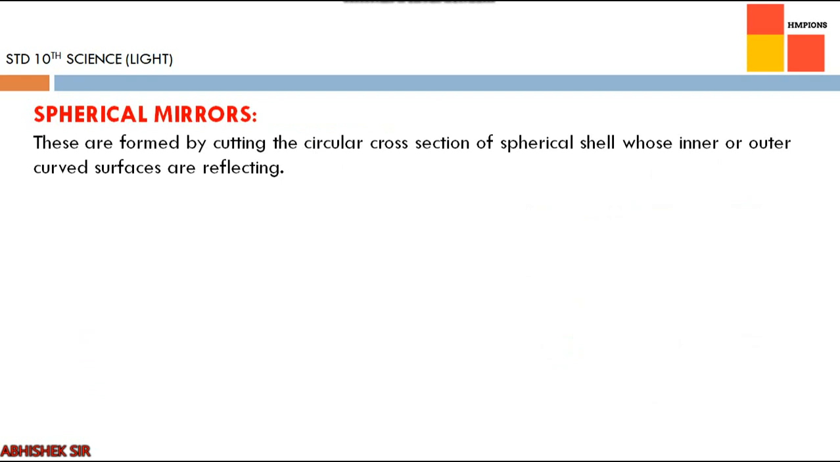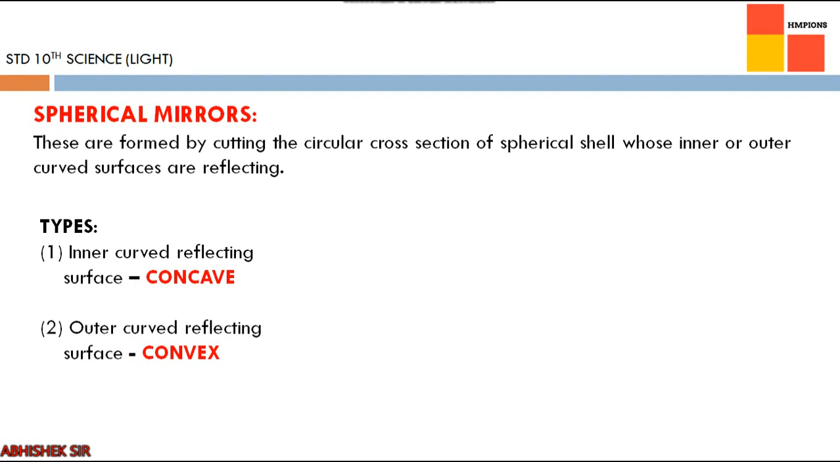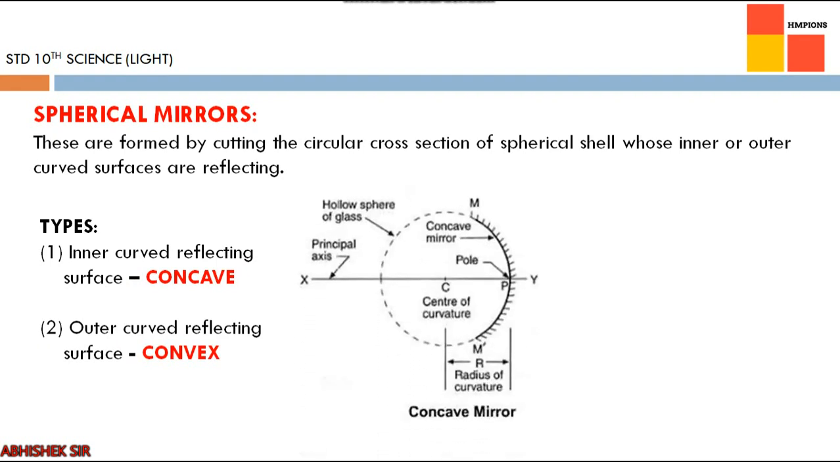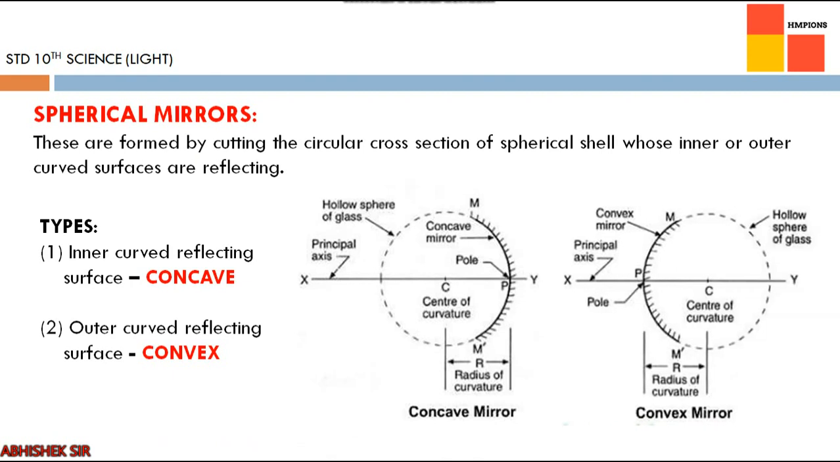Now another type of mirrors, they are called spherical mirrors. These are formed by cutting the circular cross section of a spherical shell. Notice the word spherical shell. So by cutting the circular cross section of a spherical shell whose inner or outer curved surface is reflecting, we form spherical mirrors.